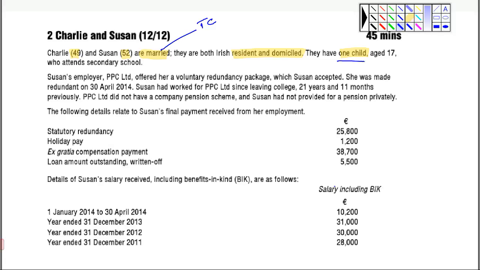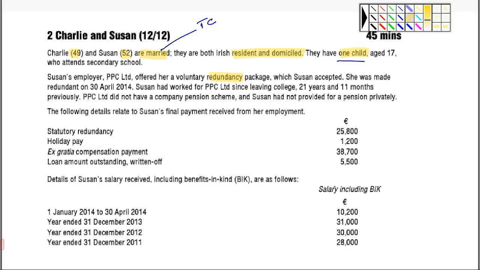The next thing that I see is that Susan is going to be made redundant. When I think about redundancy, I'm thinking about termination. So the next thing I expect to see somewhere in the question is perhaps a series of different payments that she's going to receive, and remember that I need to split them into 3 different groups.